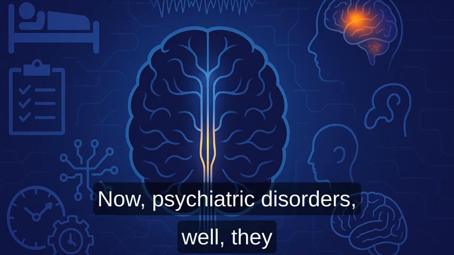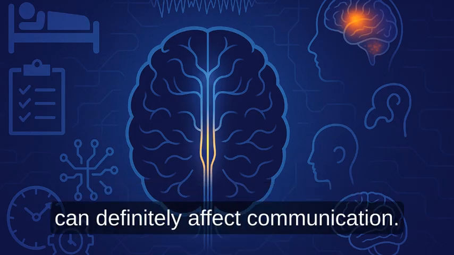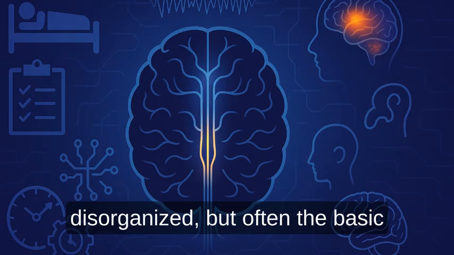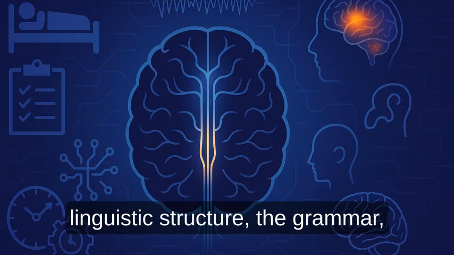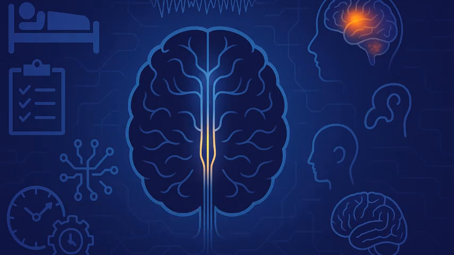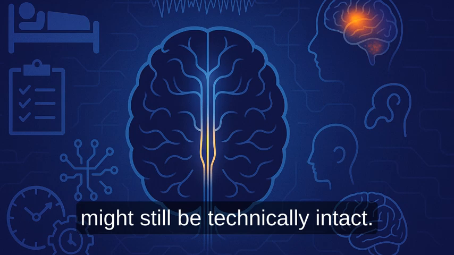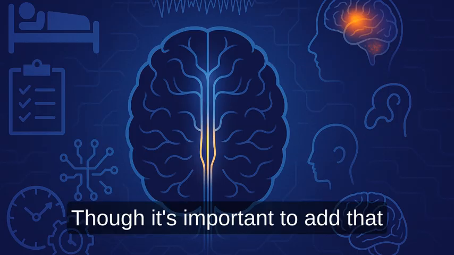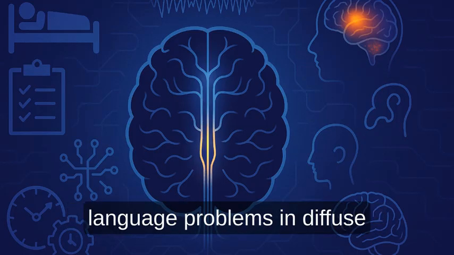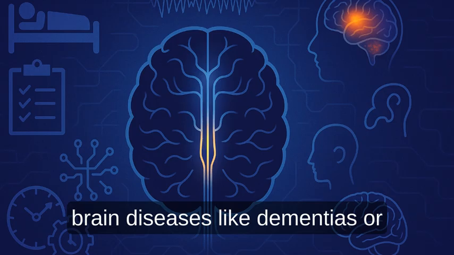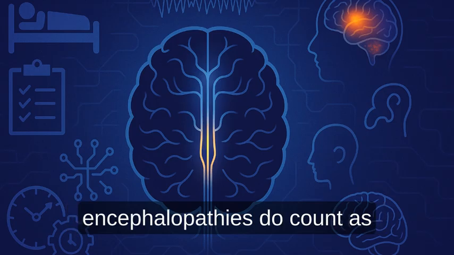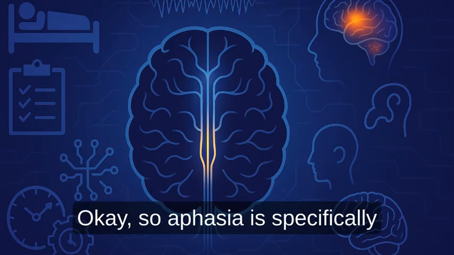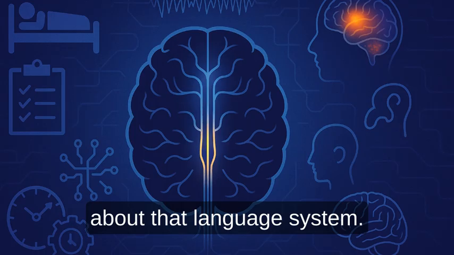Makes sense. Now, psychiatric disorders, well, they can definitely affect communication. Speech might be illogical, disorganized. But often, the basic linguistic structure, the grammar, the word formation, might still be technically intact. It's the content or flow that's primarily affected. Right. Though it's important to add that language problems in diffuse brain diseases like dementias or encephalopathies do count as aphasias, even though other cognitive functions are also affected. Okay, so aphasia is specifically about that language system.